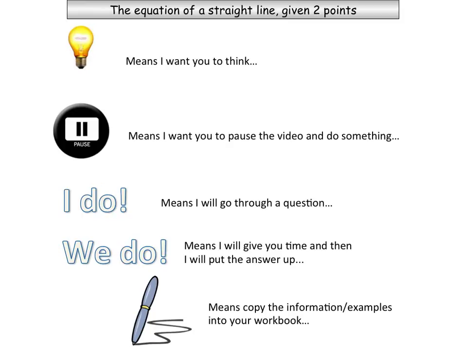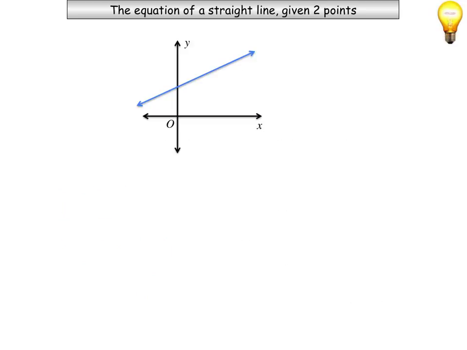We're going to explore how to find the equation of a straight line if you have two distinct points, or two different points. Okay, so if we want to find the equation of a straight line, we do need to know 2 points, and we'll just call them x1, y1, x2, y2.